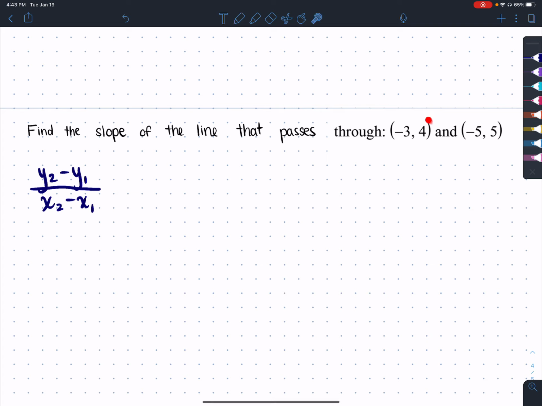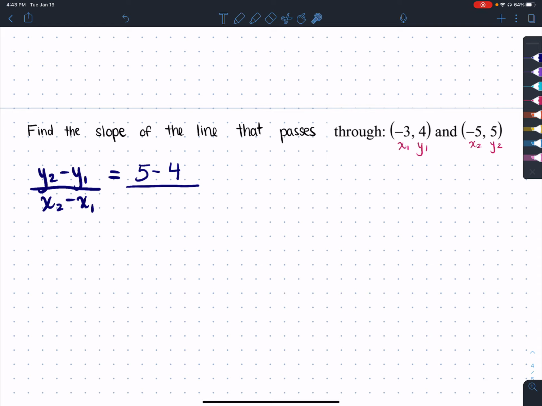So here we have our first coordinate that gets labeled x1, y1. This is the x of my first coordinate. This is the y of my first coordinate. The second coordinate gets labeled x2, y2, x of my second coordinate, y of my second coordinate. And then all you have to do is make sure to put it in the correct spot inside the formula. I'm going to plug everything in now. So y2, that's 5. y1, that's 4.